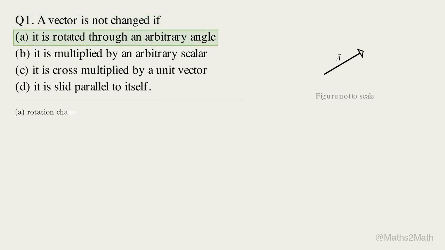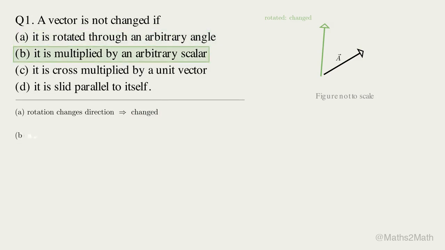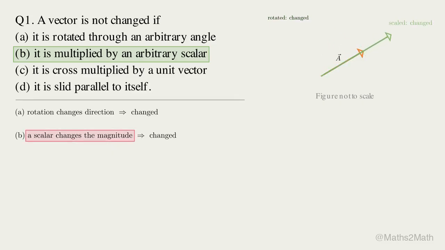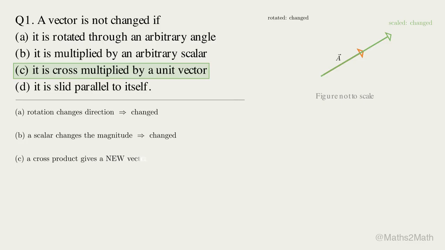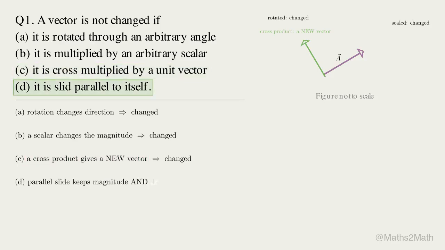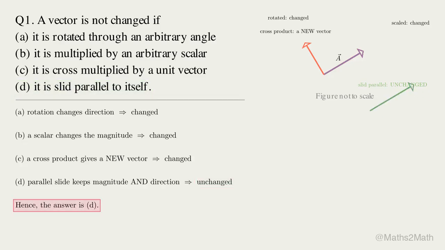A vector is defined by its magnitude and direction. Rotation changes the direction, so Option A changes the vector. Multiplying by a scalar changes the magnitude. The vector changes. A cross product produces an entirely new perpendicular vector, changed again. Sliding a vector parallel to itself keeps both magnitude and direction. A vector does not depend on its location. Hence, the correct answer is Option D.